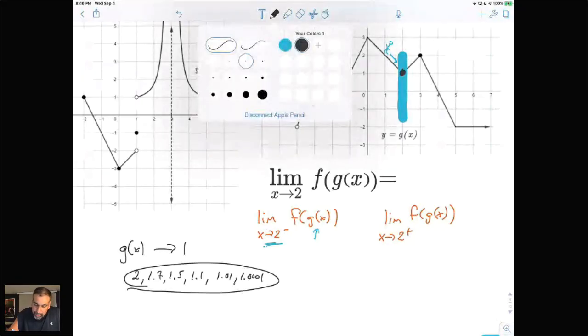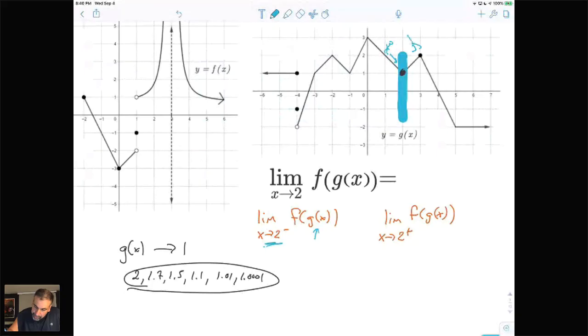If we now do the exact same thing coming from the other side, we're going to get a very similar result. He's walking closer and closer to 2 coming from the right-hand side, and his y values are getting closer and closer to 1. They follow this exact same number pattern, going from 2 to 1.7 to 1.5, working its way down to 1. So now this line of data right here is describing what g of x is doing as x goes to 2.